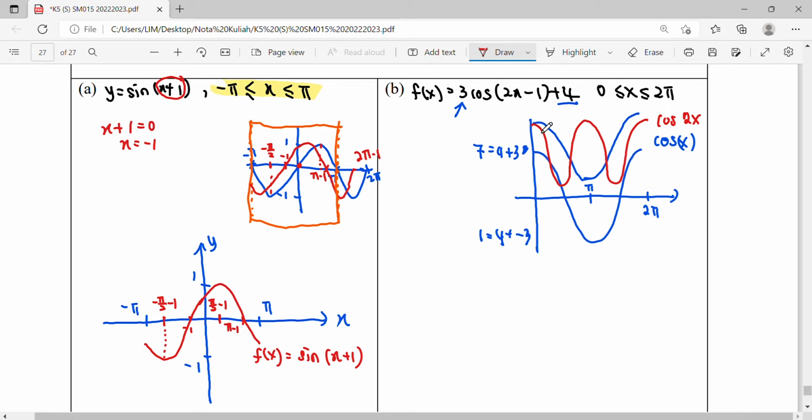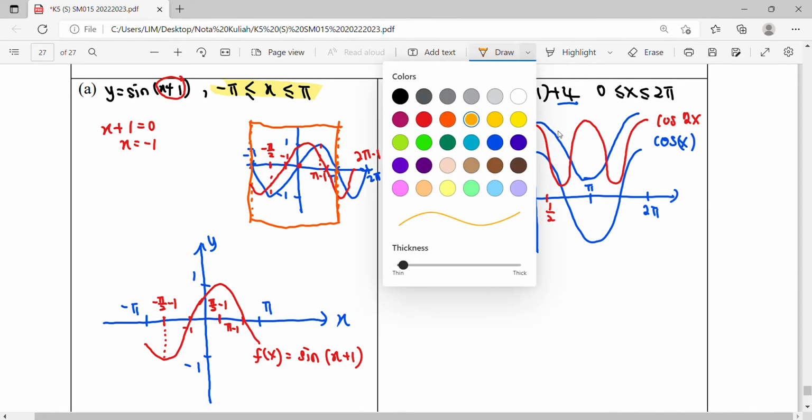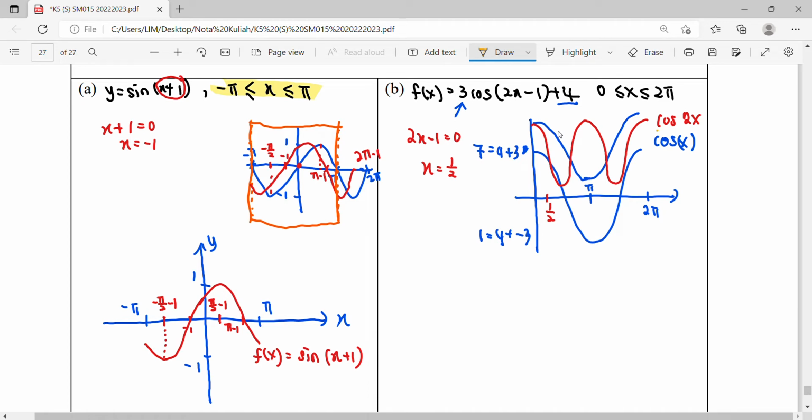And then what's your starting value here? It should not be 0, because you can see 2x minus 1 equals 0, x equals 1 over 2. When you have x equals 1 over 2, means the entire graph is going to move to the right hand side by 1 over 2 unit. So therefore, when I shift the entire graph by 1 over 2, it will start here.